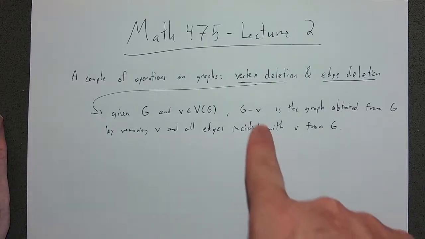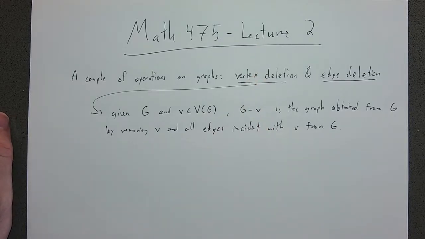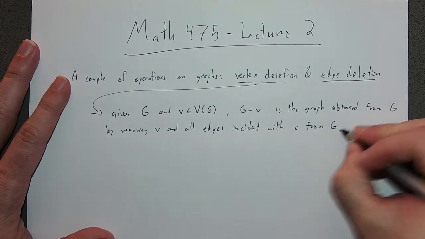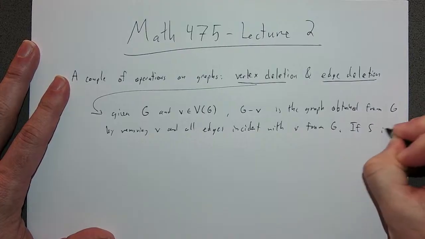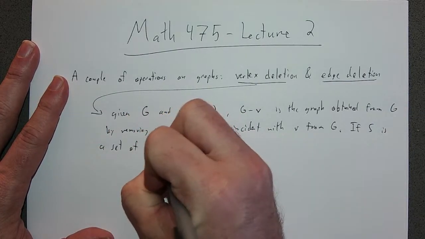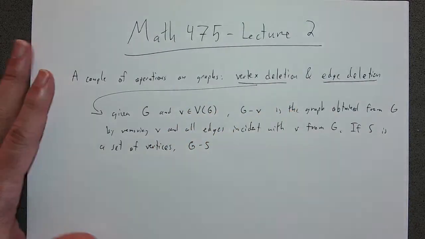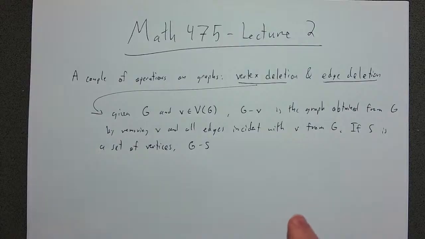Of course, I am not restricted to removing a single vertex. What if I wanted to remove some subset of vertices from G all at once? Not just one, but several: 2, 3, 5, 10, however many. Imagine I have a set of vertices. If S is a set of vertices, G minus S is the graph obtained by removing each vertex of S and all associated incident edges.